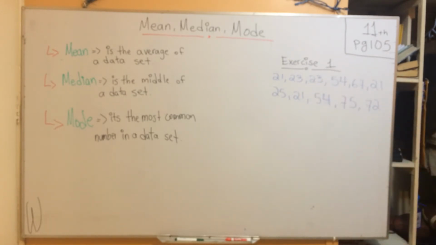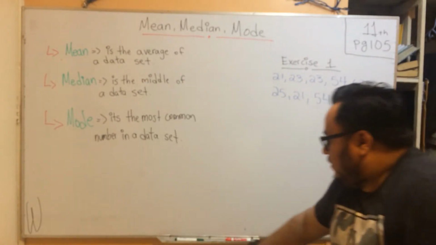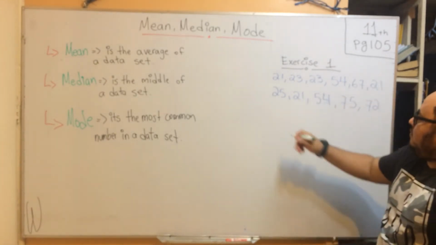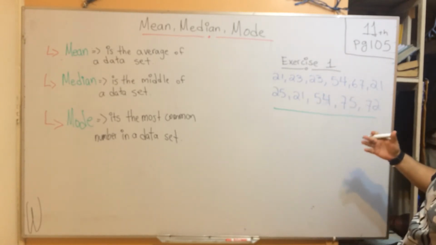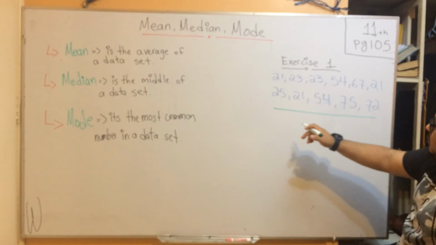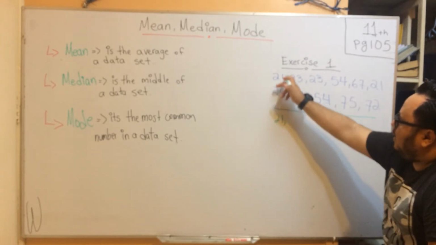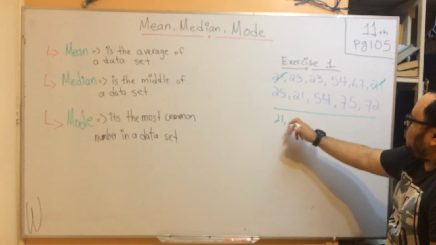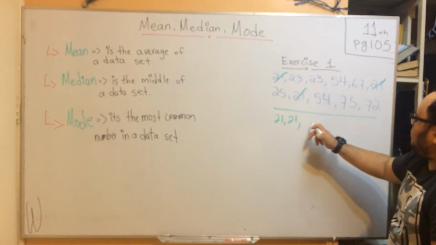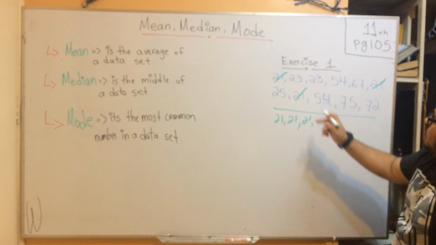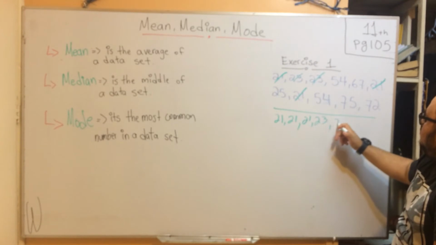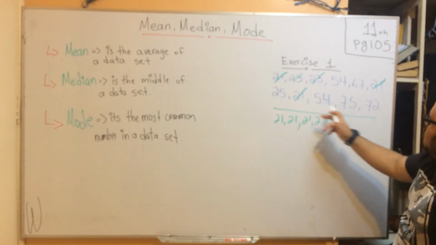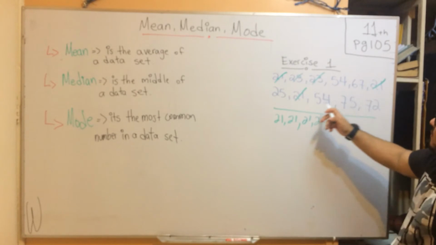The first thing that we're going to do is write these numbers in order. So let's take this information that we have right here and put them in order. By the look of these numbers, which is the lowest number? 21. So let's put them in order. We have 21 here, 21 here, 21 here. The next number would be 23. So we have 23, and another 23. Do we have another one? No. The next one would be 54, 67.